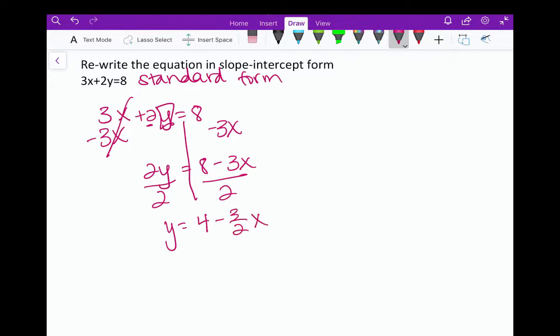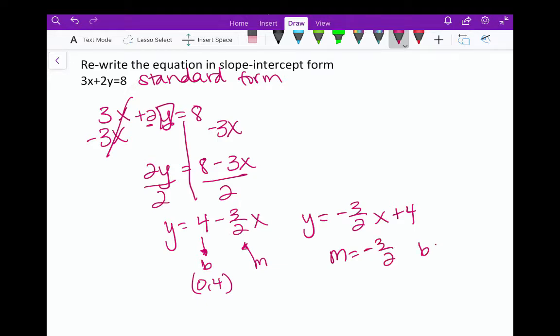Now if you notice, this equation looks a little bit different than we normally see it. Well, what happens here is that this is actually my b, (0, 4), and this is my m. How do I know that? Well, because the m is always next to the x. So I could also write this as y equals negative 3 over 2x plus 4. And again, that tells us that our slope is negative 3 over 2 and that our y-intercept is (0, 4).